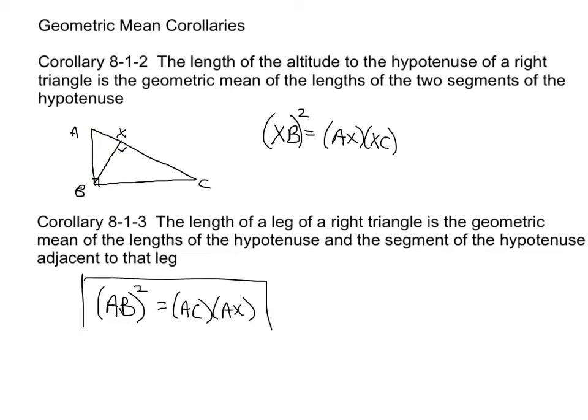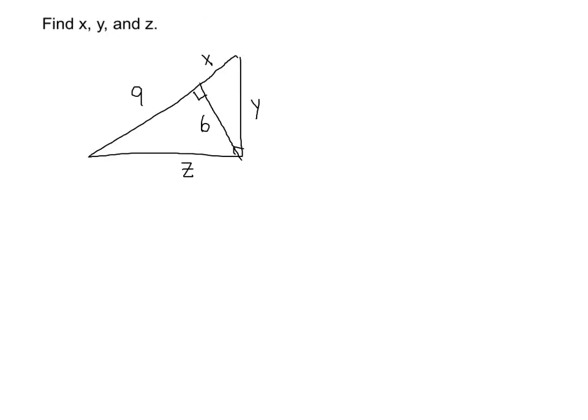And this is what our corollary tells us. Let's go ahead and do a quick example dealing with those two corollaries. So we want to find x, y, and z. Let's go ahead and start with x.